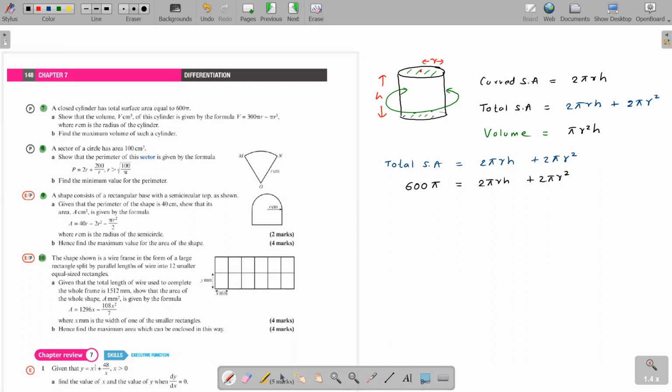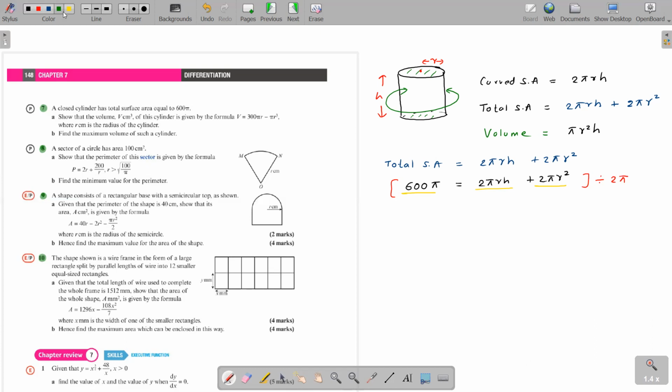Let's simplify this equation a little bit. I think you all can see there are three terms here: 600 pi is one term, 2 pi RH is one term, 2 pi r square is another term. Do you see that all these three terms have a common factor? You can see that pi is there in everyone, right? Actually, I could divide the whole equation by 2 pi, because you can see even 2 is common, right? I could divide the whole equation by 2 and by pi.